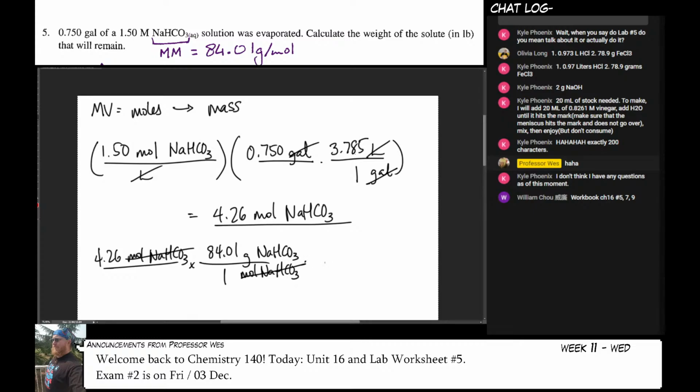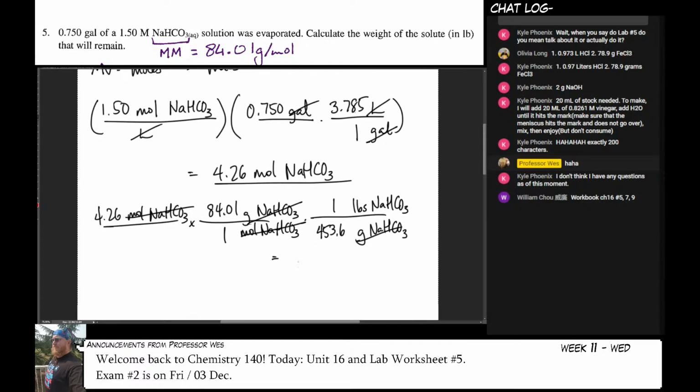But she wants the answer in pounds, so we have to turn grams of sodium bicarbonate into pounds. And according to Google, how many grams are there in a pound? Should be like 453.6, yeah. So 1 pound is 453.6 grams. And so that ends up being 0.788, 0.789 actually.